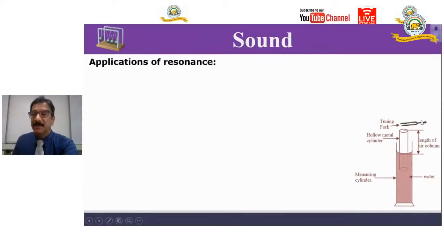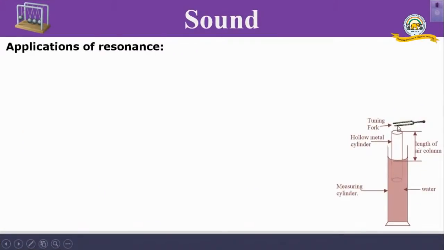Okay, now this diagram which is shown is a tuning fork, which can be hit on a rubber pad or with any other instrument and made to vibrate. Now this vibrating tuning fork, when held over the tube and gradually the tube is moved, you will find that at a particular length a louder sound of the tuning fork is produced. Why is that so? Because the vibrations of the tuning fork are causing forced vibration in the air column.